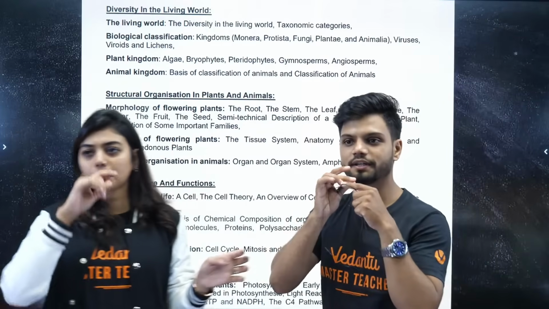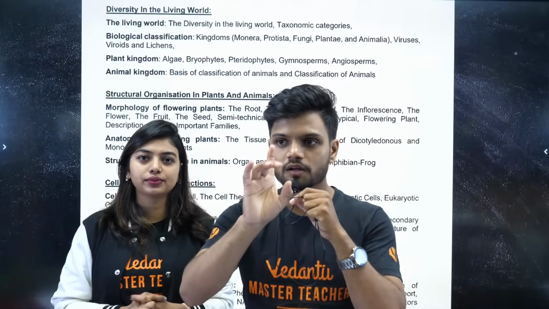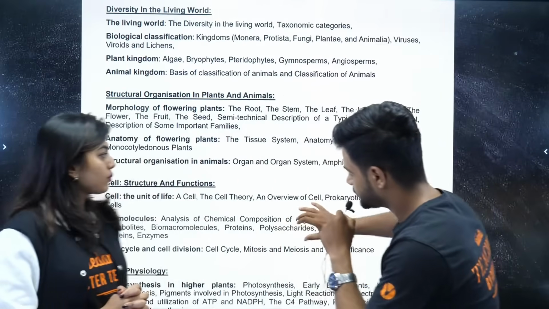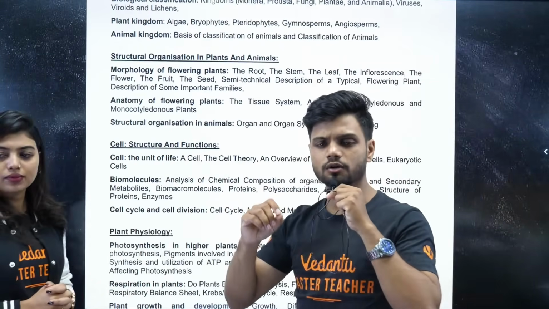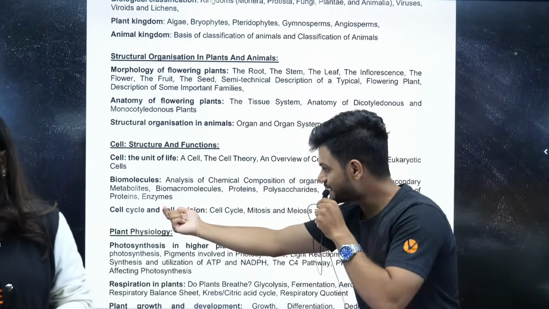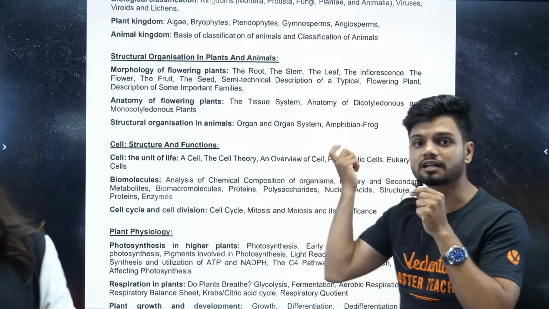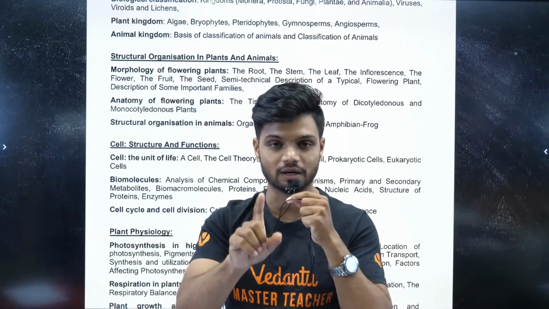So when it comes to botany, I'll tell you exactly where the questions will be repeated every year. Students, listen to me very carefully. First of all, the first important one is going to be the cell structure and function. Every single year, one or two questions will keep on repeating from here. Especially the cell cycle and cell division, especially that meiosis 1 prophase. From there, the question has been repeated multiple times.